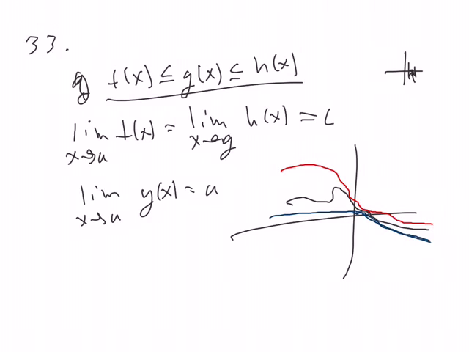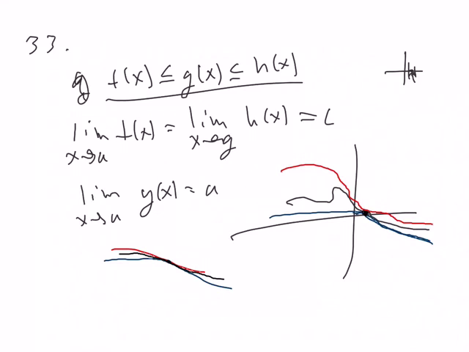It's always less than g of x. Then we know that the limit for both of these functions is L. They touch right when they get closer and closer to a. Right at a, they're touching. So they're squeezing black. Black must go like that. So black, or g of x, has the same limit at a.